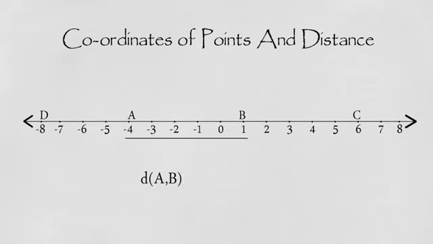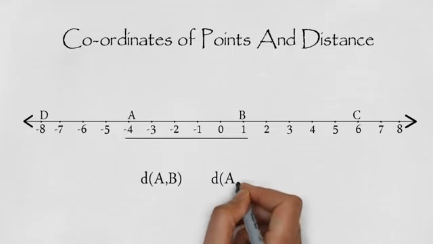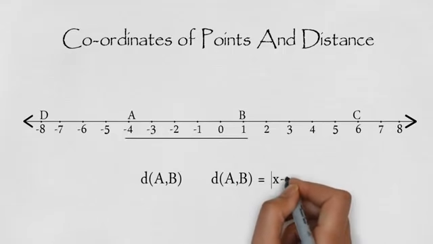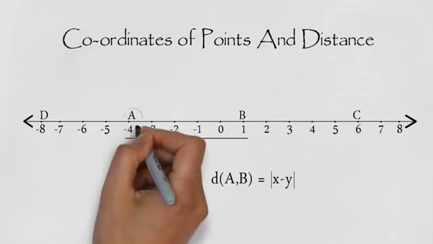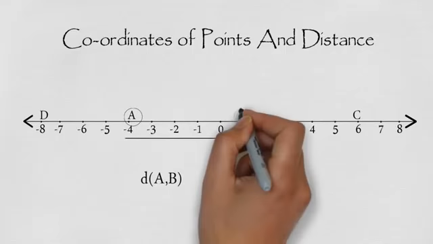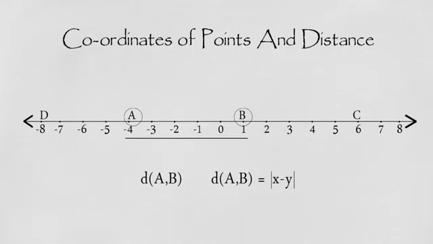and can be calculated by d(A, B) is equal to |x minus y|, where x is the coordinate of A and y is the coordinate of B. As we know, distance between 2 points cannot be negative, therefore we will take the modulus.